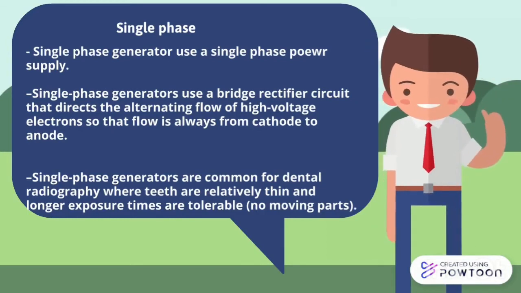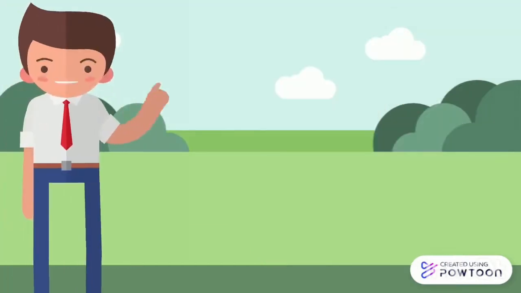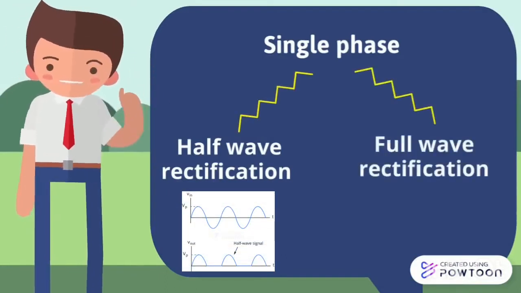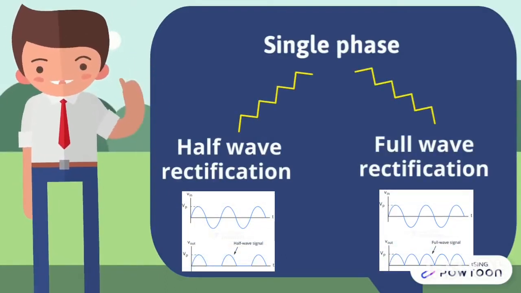Single phase generators are common for dental radiography where teeth are relatively thin and longer exposure times are tolerable. Single phase can be divided into two, which are half-wave rectification and full-wave rectification.